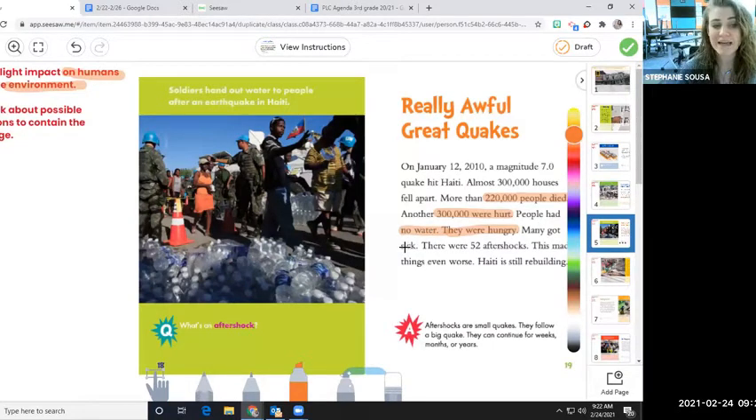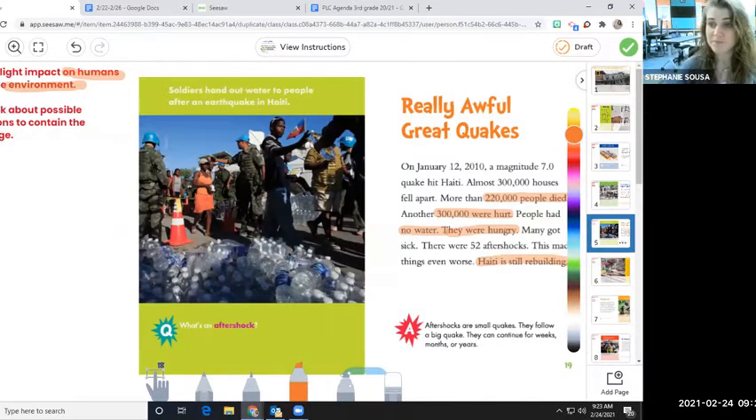Many got sick. There were 52 aftershocks. This made things even worse. Haiti is still rebuilding. Guys, this was 11 years ago, and the damage was so severe that there are still sections of Haiti that are rebuilding from that earthquake 11 years later. Okay, so these are a very large problem.